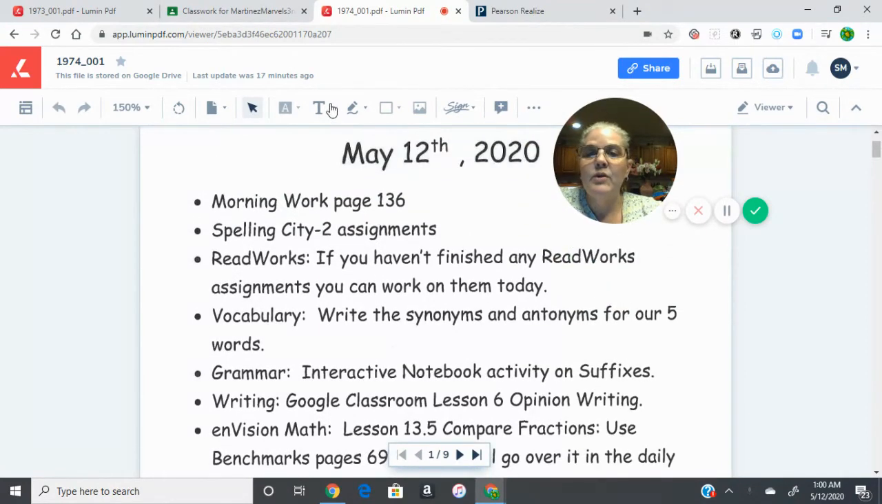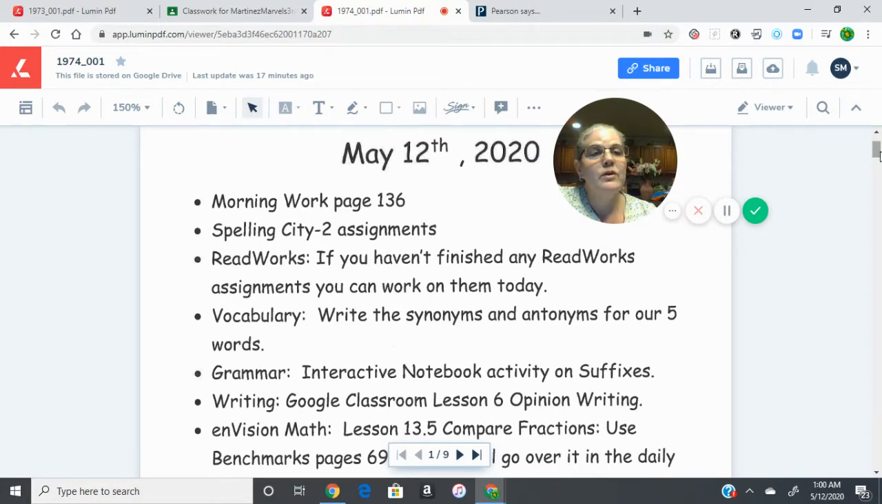We have a morning work page 136, Spelling City, 2 more assignments, or finish them up throughout the week as you'd like to. ReadWorks, if you haven't finished your ReadWorks from this week, you can work on that, or any past ReadWorks that we've done. Go to your past assignments and make sure they're all finished.